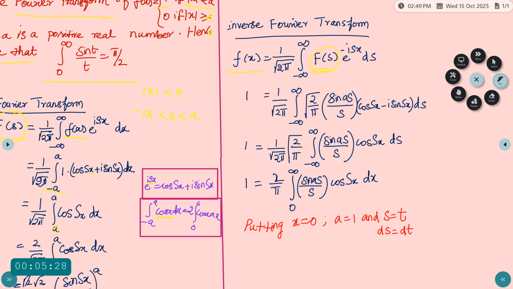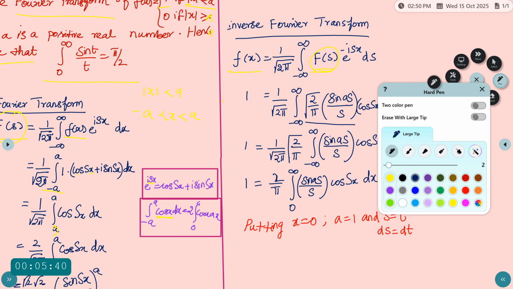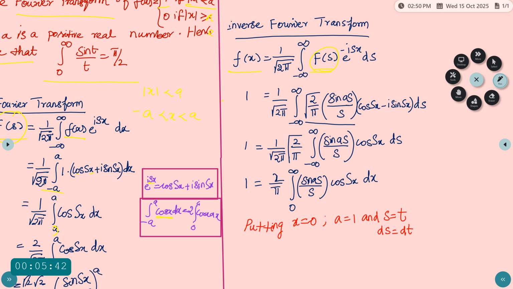So f of x equals 1 by root 2 pi, integral from minus infinity to plus infinity, of this value of the Fourier transform, root 2 by pi, sin as by s, times e power minus isx, that is cos sx minus i sin sx, ds. Taking the constant term outside the integration, already that is 1 by root 2 pi. Now we take the root 2 by pi outside, then the integral from minus infinity to plus infinity.